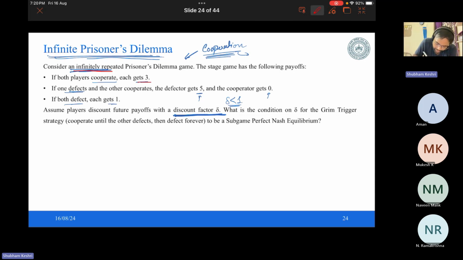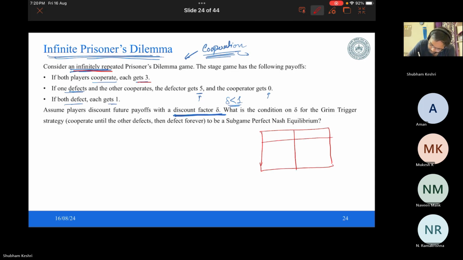All right. So I just quickly draw the game table. One is cooperate and the other is defect. Cooperate and defect. This is player 1 and this is player 2. If both cooperate, they will get 3, 3. If one defects, whoever is defecting will get 5 and the other is getting 0: 5, 0, and 0, 5. And this will be 1, 1. All right, so this is the utility.